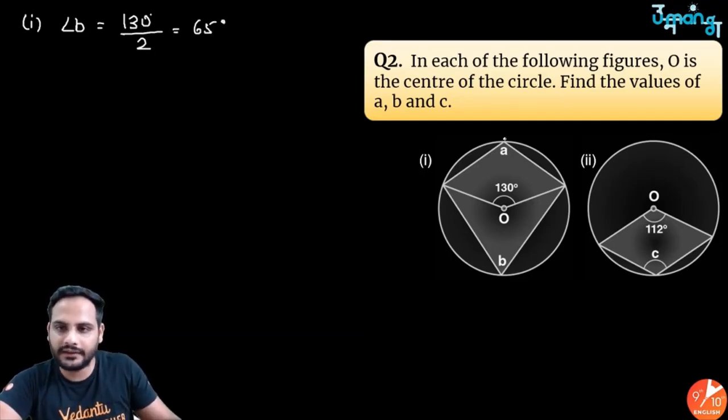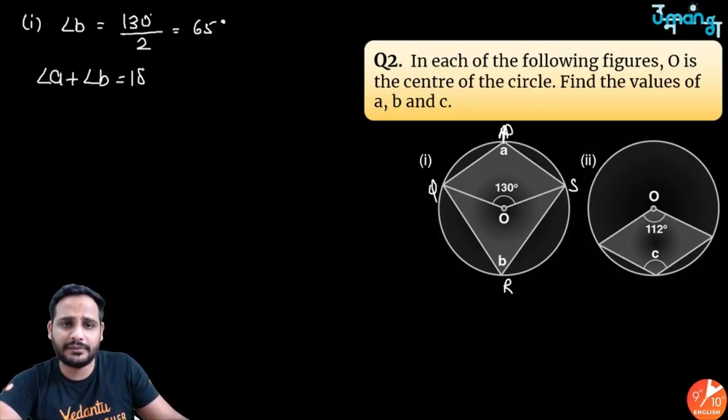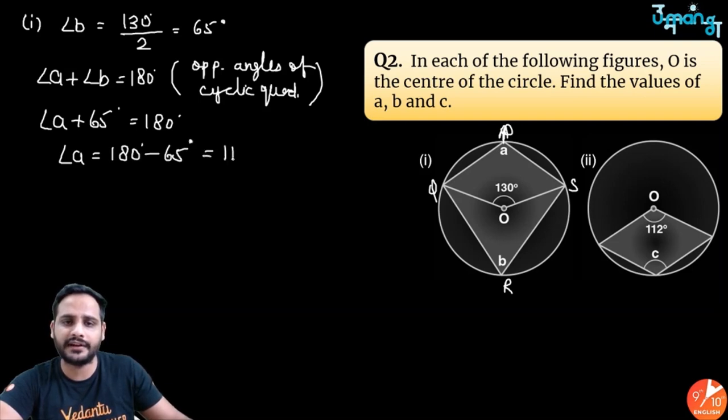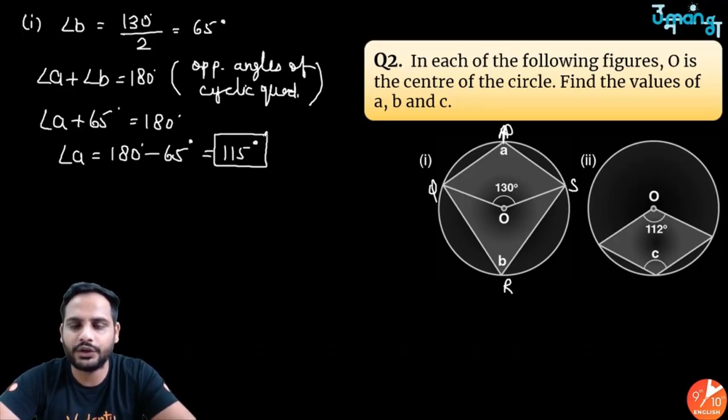And then I know this A, let's say PQRS, so it is a cyclic quadrilateral. So angle A plus angle B will be equal to 180 degrees, right? Opposite angles of cyclic quadrilateral. Correct? So I can say, sir, angle A I don't know, but angle B is 65 degrees, so angle A plus 65 is equal to 180 degrees. So angle A is equal to 180 minus 65 degrees, and that is equal to 115 degrees. So this is how you will get the values of A and B.